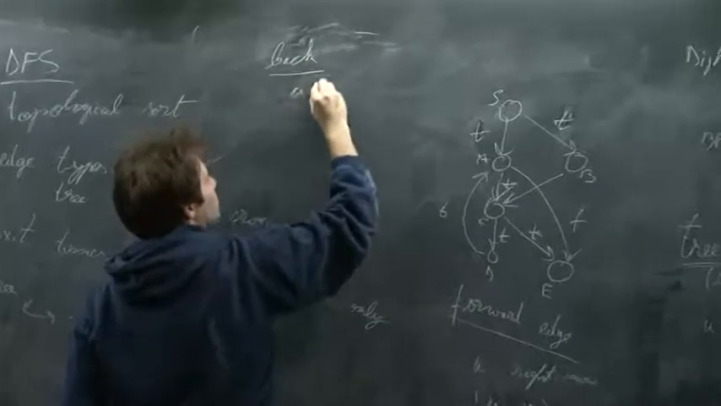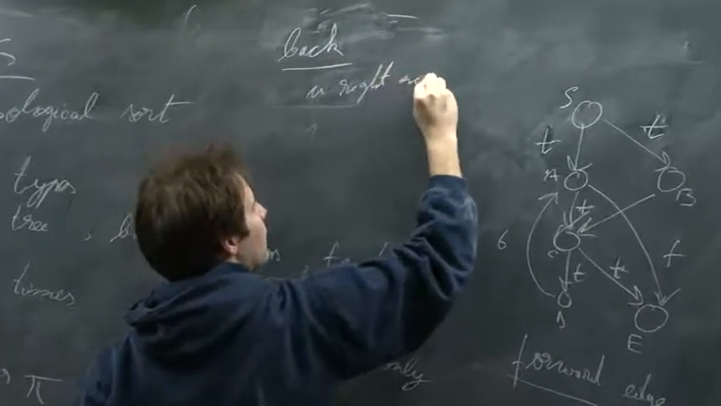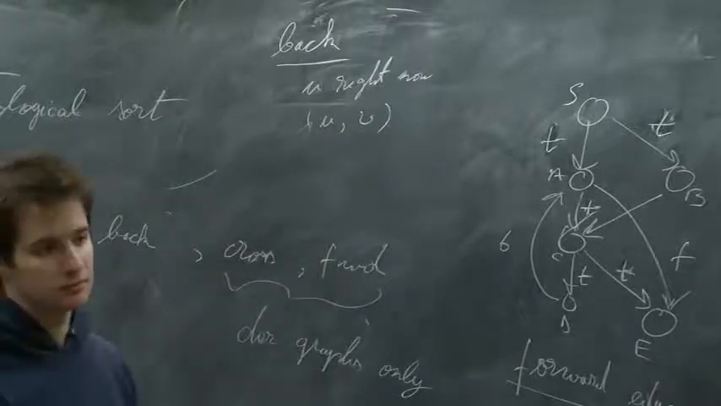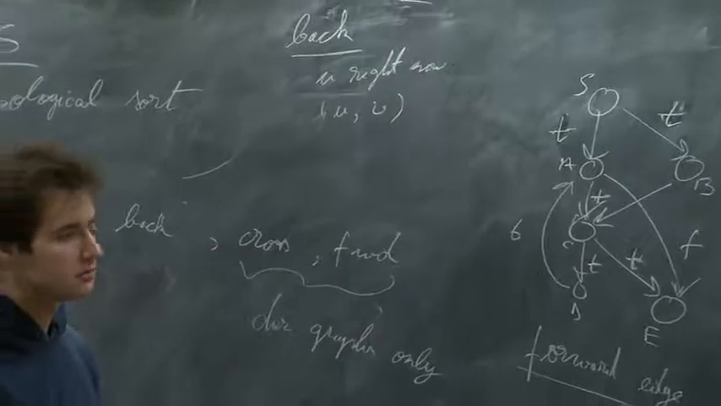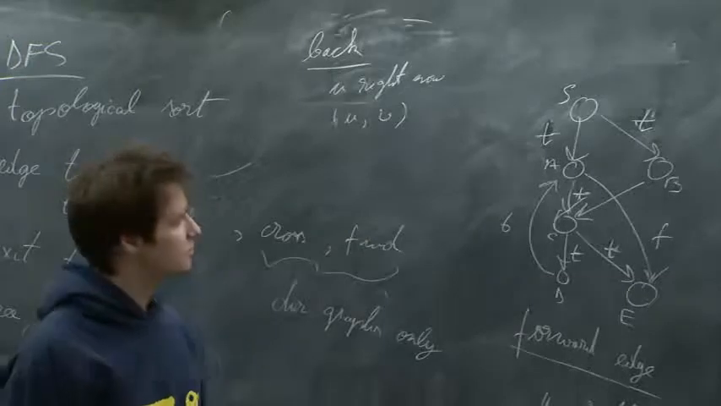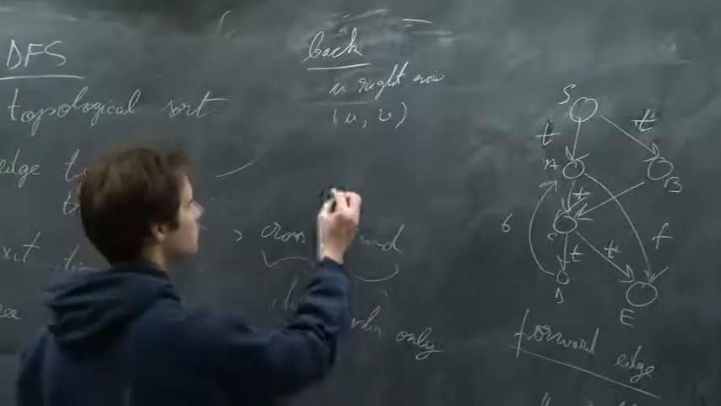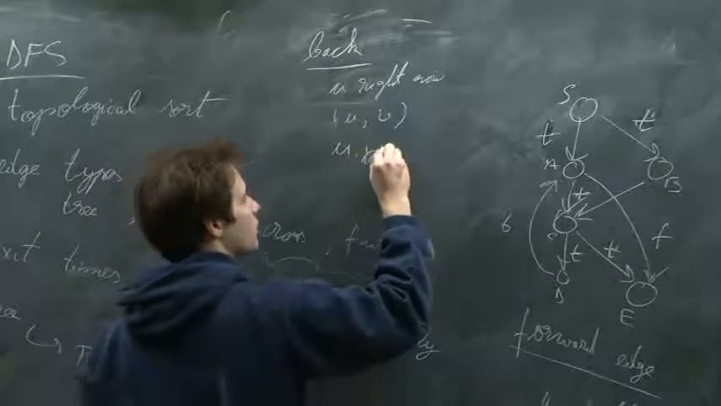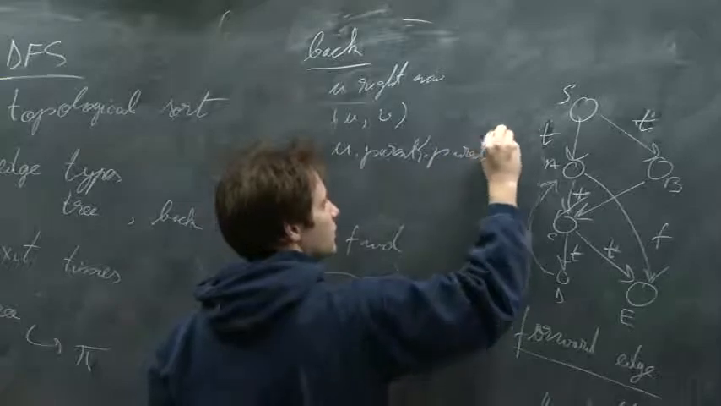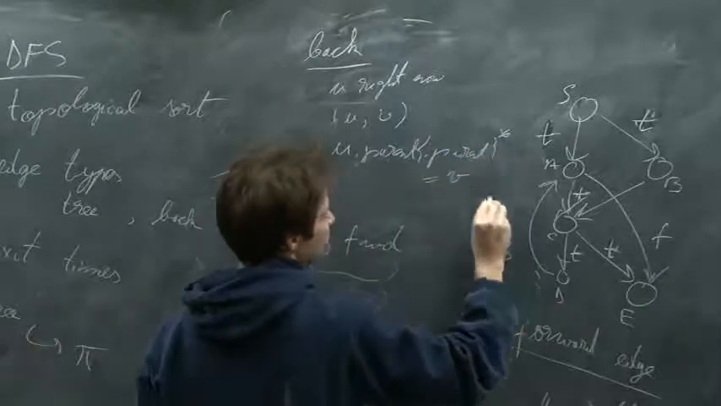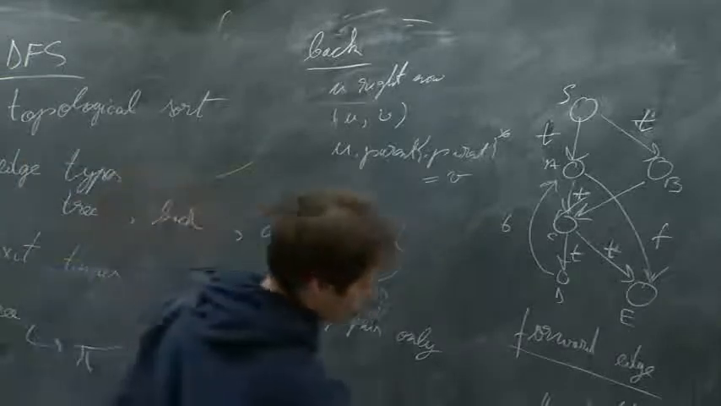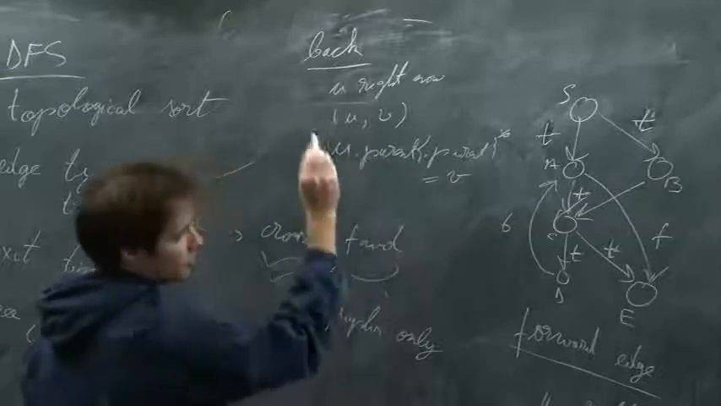What's a back edge? So I'm at U now, looking at the edge UV. It's a node to an ancestor. Who is whose ancestor? A is D's ancestor. V is U's ancestor. So if I keep following U dot parent many times over, I should eventually see V. So the difference between this and this is whose parent?